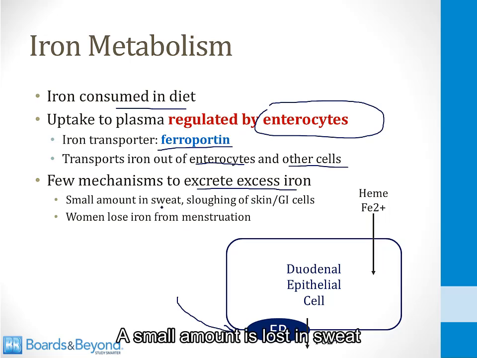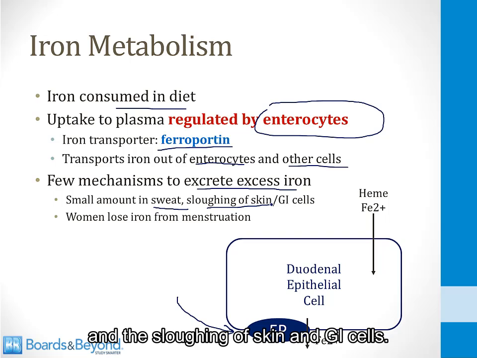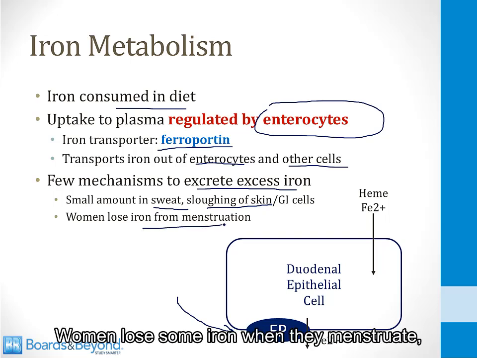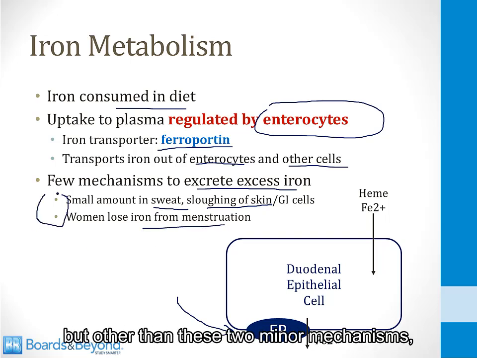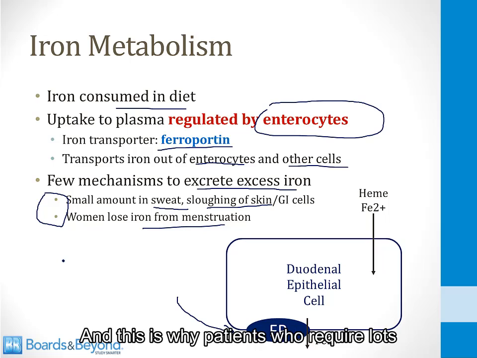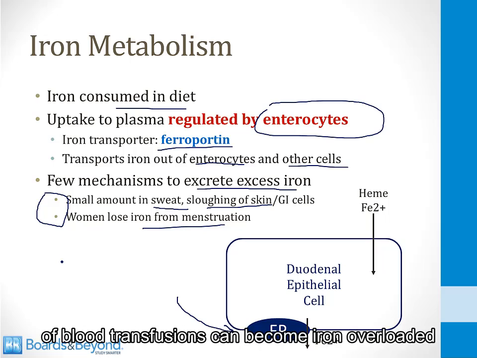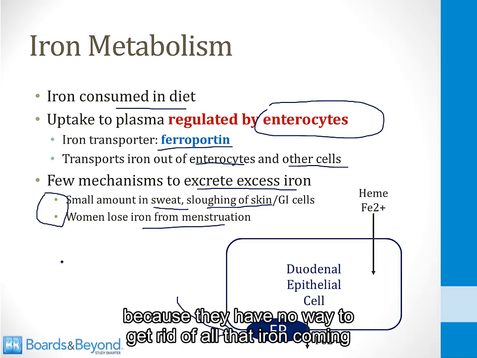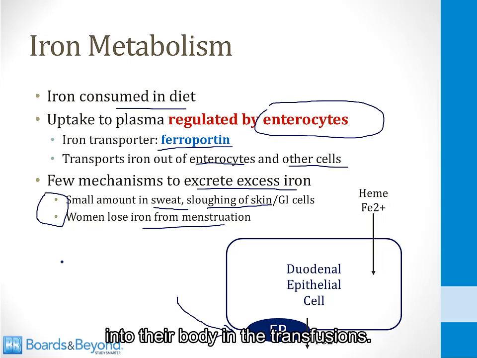A small amount is lost in sweat and the sloughing of skin and GI cells. Women lose some iron when they menstruate, but other than these two minor mechanisms, basically whatever iron gets into our body will remain in our body, and this is why patients who require lots of blood transfusions can become iron overloaded because they have no way to get rid of all that iron coming into their body in the transfusions.